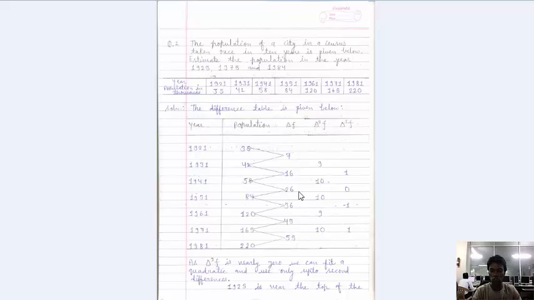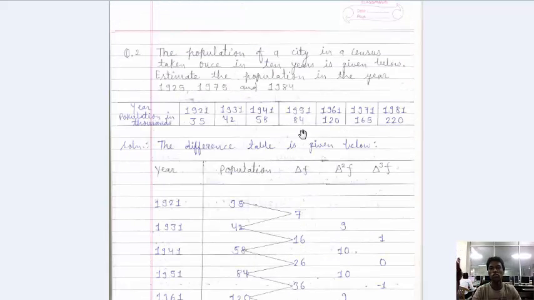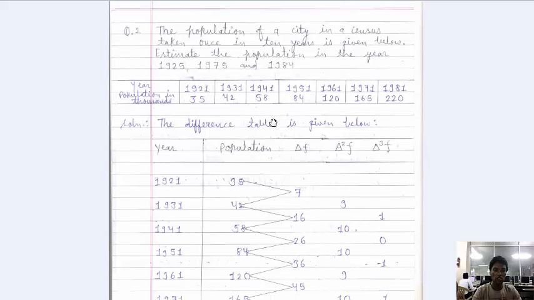Next, question number 2. The population of a city in a census taken once in 10 years is given below. Estimate the population in the year 1925, 1975 and 1984. Years and population in thousands: 1921, 35; 1931, 42; 1941, 58; 1951, 84; 1961, 120; 1971, 165; 1981, 220.